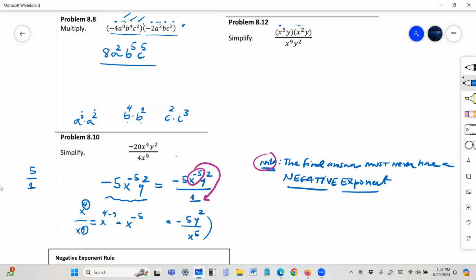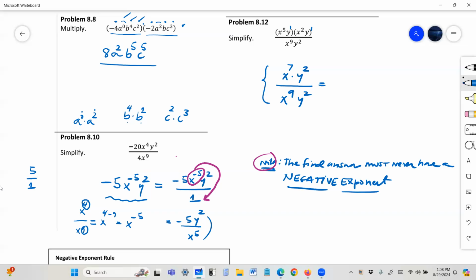So then I have to do x to the 5th and x squared, right? So multiplication, product rule, same base, keep the base, add the exponent. So 5 plus 2, 7. And then I have the two y's, okay? I have y to the 1 here and y to the 1 there. So remember, when there is no exponent visible, the default is 1. So I have y to the 1 times y to the 1 is y squared, 1 plus 1. And here is the denominator, which stays the same for now.